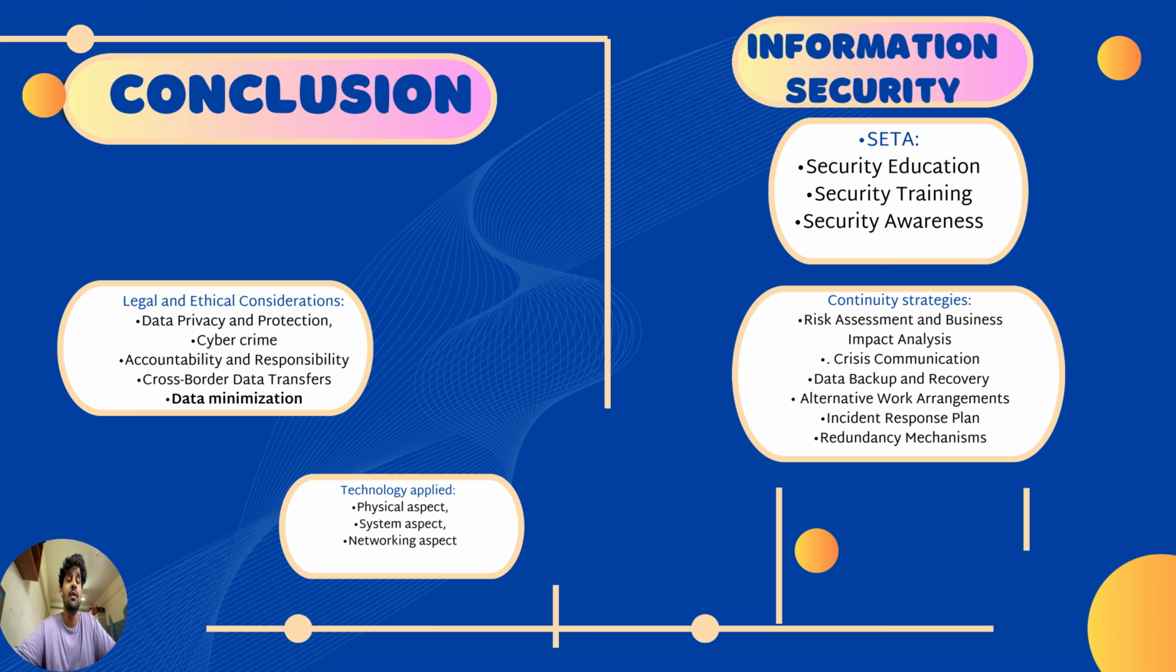Talking about CETA, we talked about the security education, the security training, and security awareness. Moving on and talking about the technologies applied, we talked about the physical, the system, and the network aspects of the technologies that we have deployed. Finally, talking about the continuity strategy, we talked about risk assessment, business impact analysis, crisis communication, data backup and recovery, alternate work arrangements, incident response planning, and redundancy mechanism.